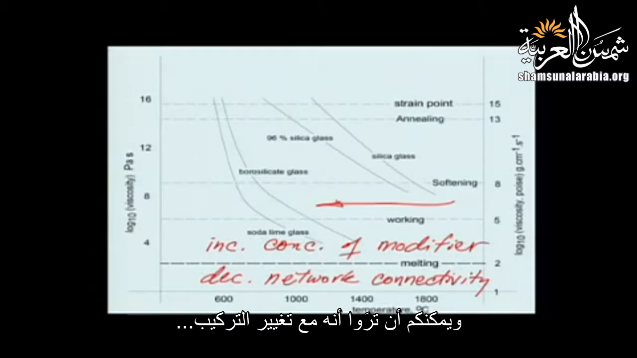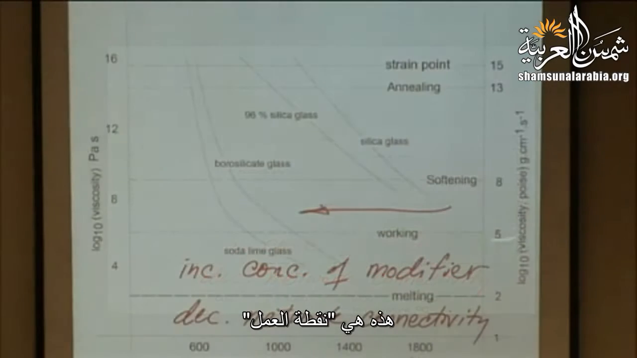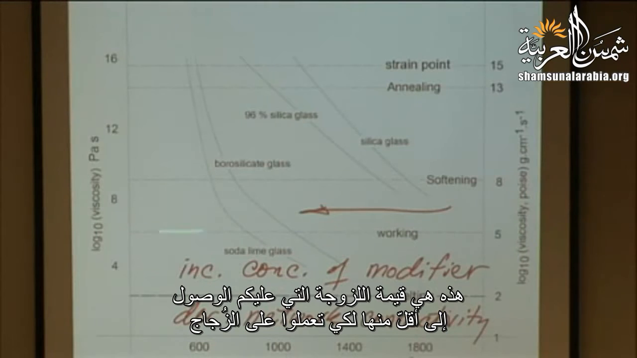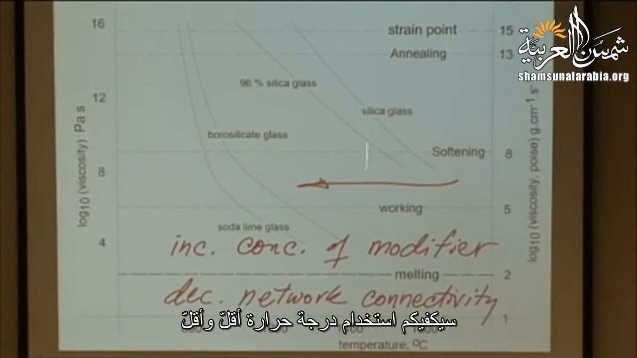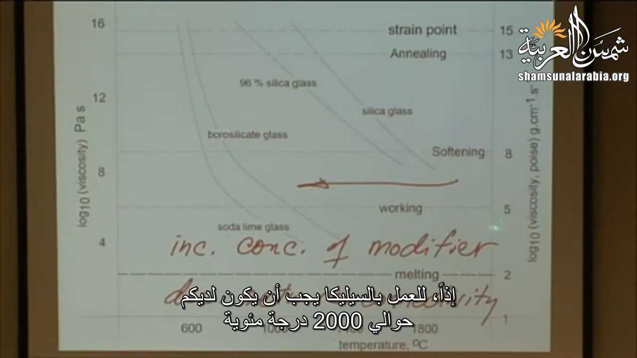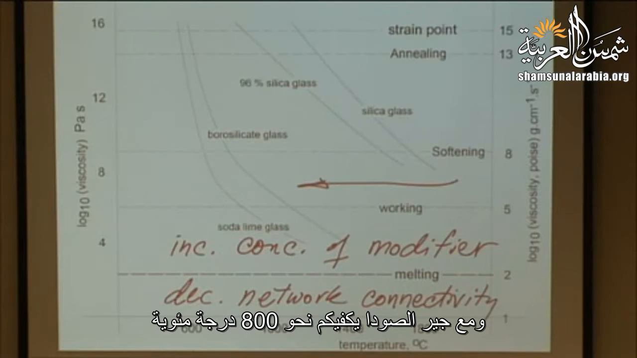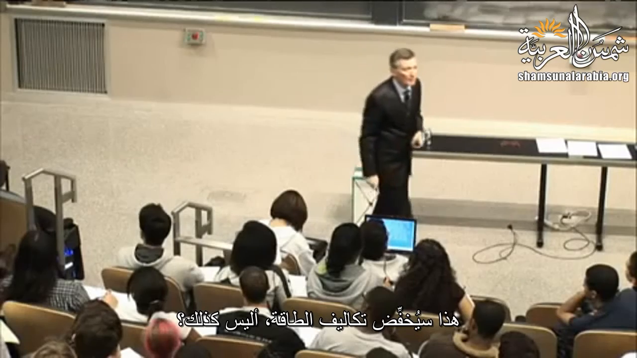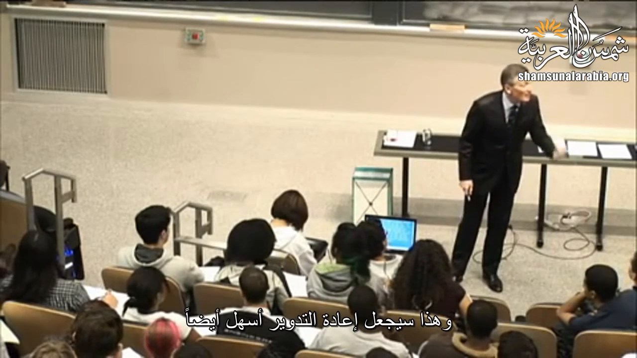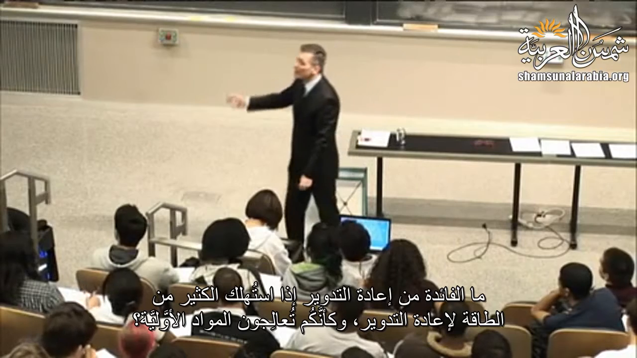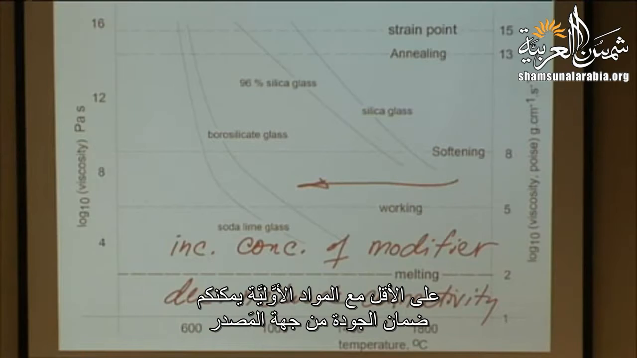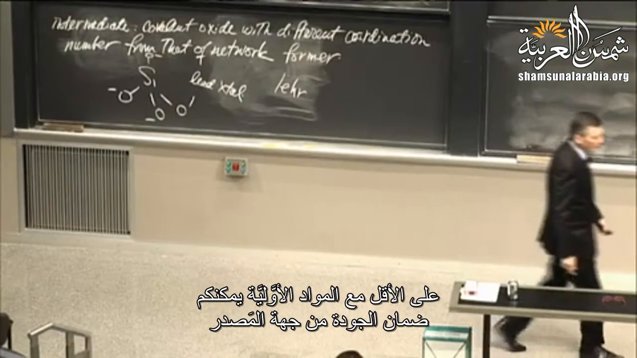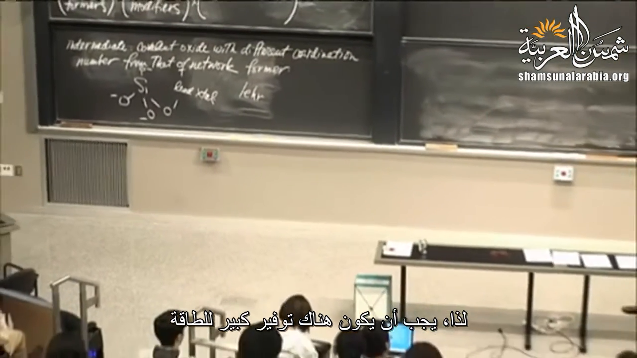And you can see that as you change the composition, here's the working value. This is the viscosity that you have to get below in order to work. And you can see that as you add more and more modifier, you can take the temperature way, way down. So to work with silica, you'd have to be up at around 2,000. With soda lime, you can be down around 800. So that's going to cut your energy costs, isn't it? And it's going to make it easier to recycle. What's the point of recycling if you consume as much energy to recycle as if you started with virgin material? At least with virgin material, you can guarantee the quality of the feedstock. So there's got to be some big saving.